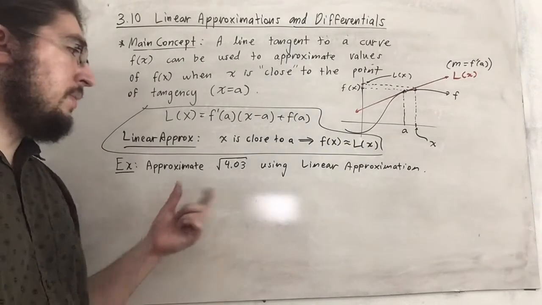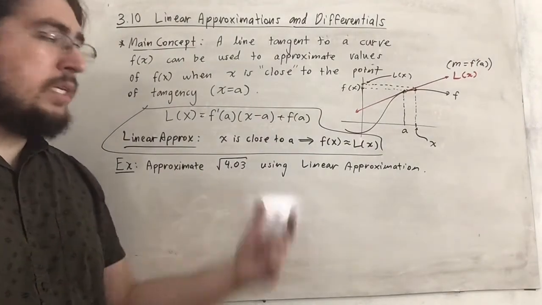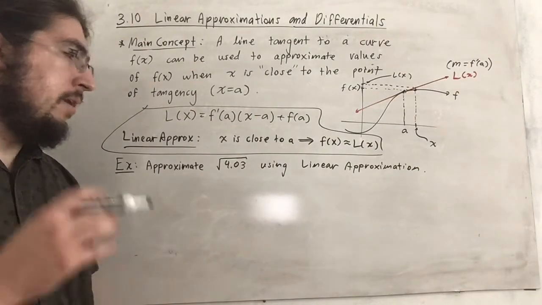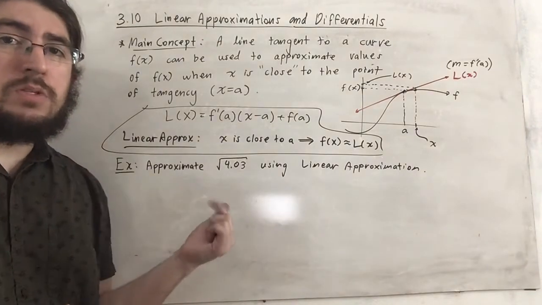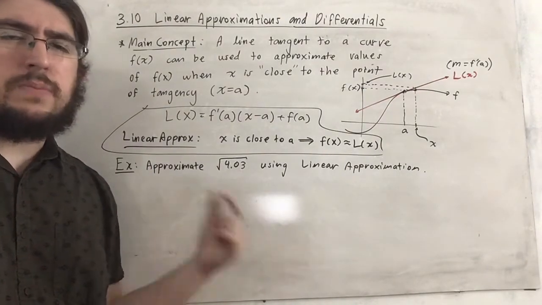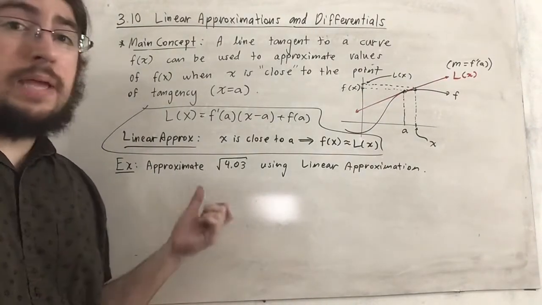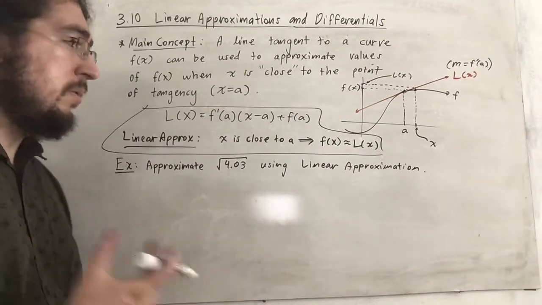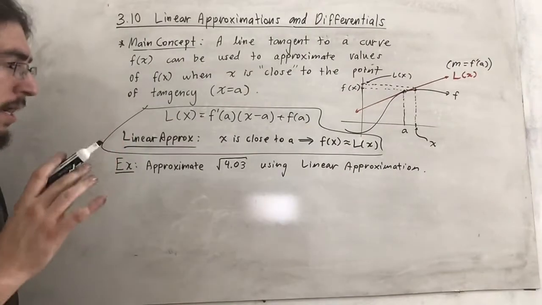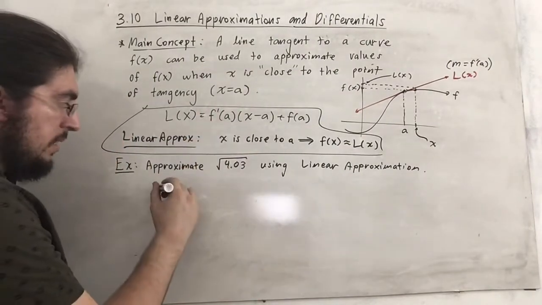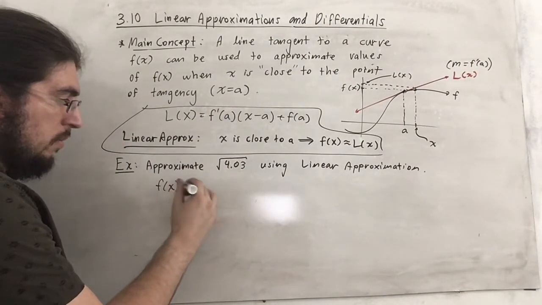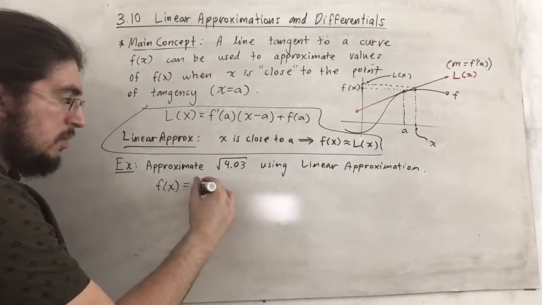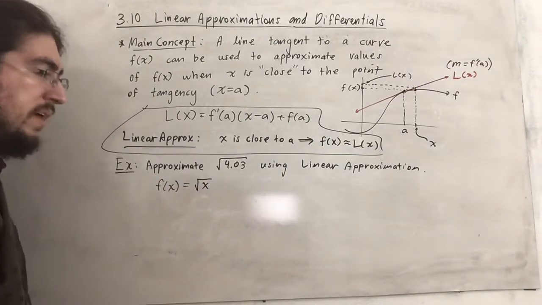So here we want to approximate the square root of 4.03 using linear approximation. Now, first off, the square root of 4 is 2, so the square root of 4.03 is going to be a little bigger than 2. But we'll be really, really accurate. So you can compare at the end with your calculator, and it's going to be kind of fun to see what it is. But here, what f of x is going to be is just the operation in question, which is square root. So it's going to be square root of x.